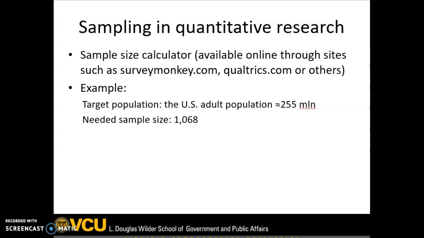Sampling in quantitative research is more straightforward in that there are specific standards. So you would calculate the appropriate sample size using software or specific websites. SPSS, for example, the statistical data analysis software that we use here at VCU, has a built-in sample size calculator, as do surveys such as Qualtrics and SurveyMonkey.